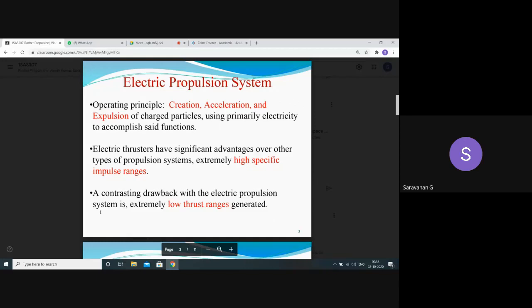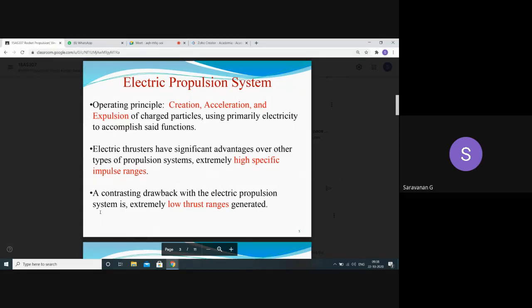So coming to this electric propulsion system, the thrust level is in the low range, but the specific impulse is higher compared to the traditional system. Not only traditional, but also compared to other advanced systems. The electric propulsion system has high specific impulse and low thrust generation. That is the advantageous one.